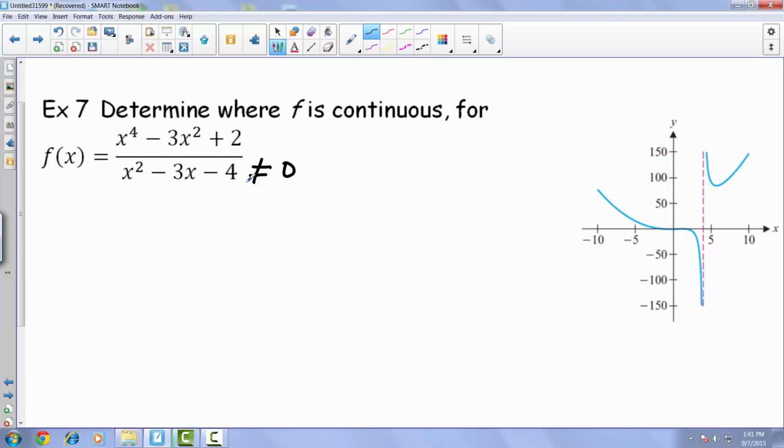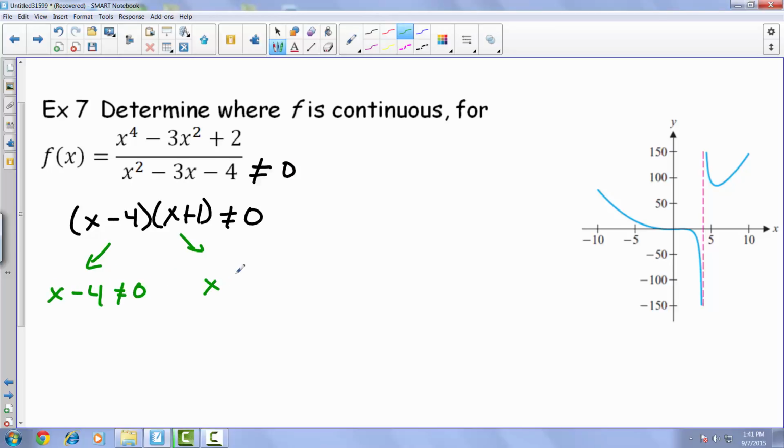But the bottom cannot be equal to 0, and the goal here is to solve for x and determine where we are seeing that discontinuity. Now, if we go ahead and factor the bottom, we have x minus 4 times x plus 1 is not equal to 0. And then just using that zero product property, breaking this up, we end up with x minus 4 is not equal to 0 and x plus 1 is not equal to 0. Going ahead now and solving for each one, we end up with x is not equal to 4 and x is not equal to -1.